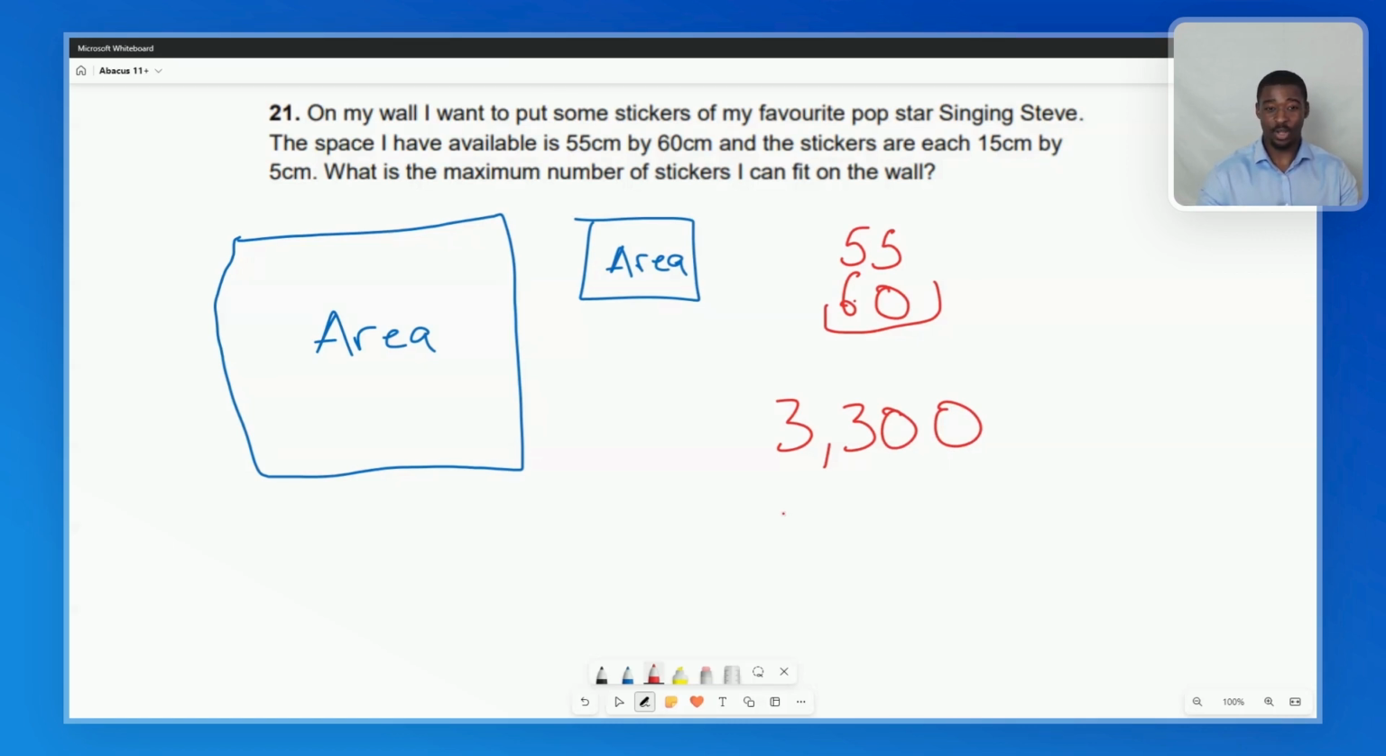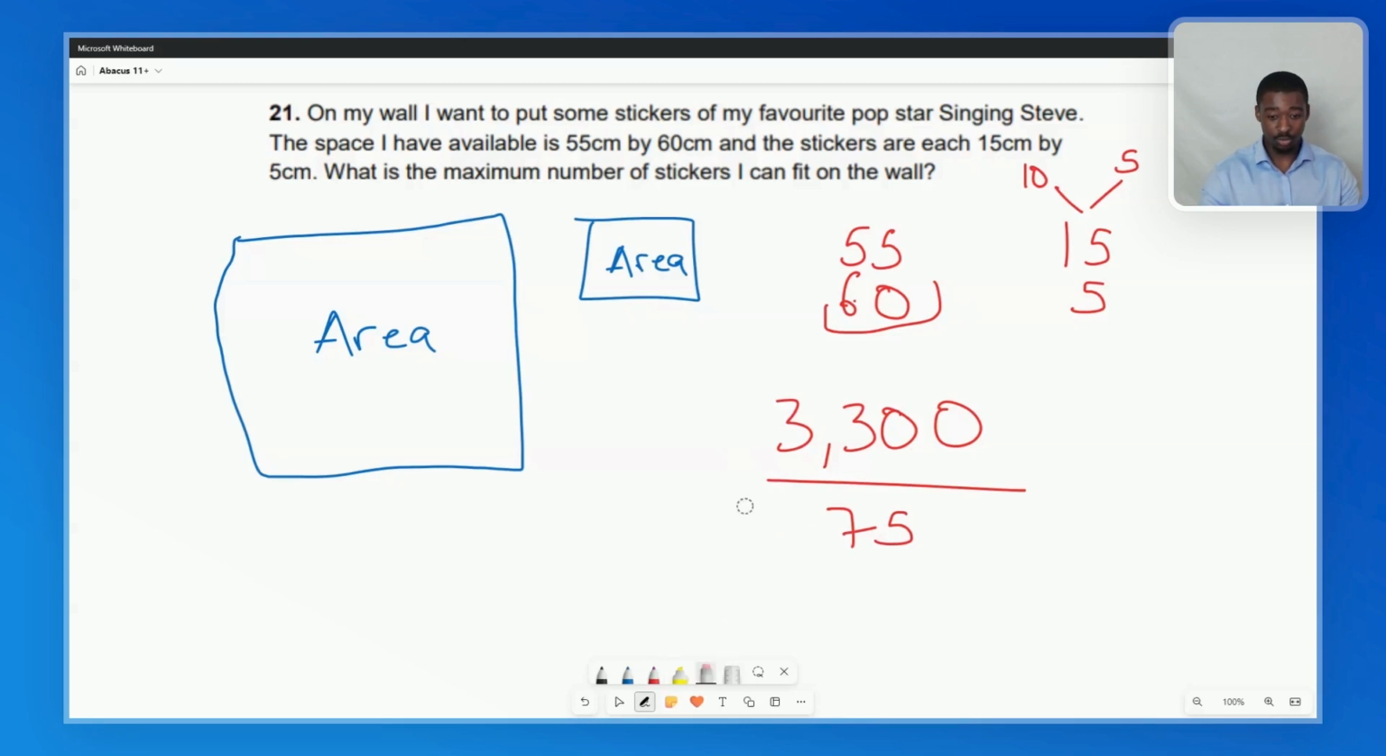And then we have the area of the stickers. Here we have 15 times 5. Well, 15 times 5, 10 times 5, because notice 15 again is 10 and 5. So 10 times 5 is 50, 5 times 5 is 25. 50 plus 25 is 75. So we have 3,300 divided by 75. Okay, so how are we going to work this out?